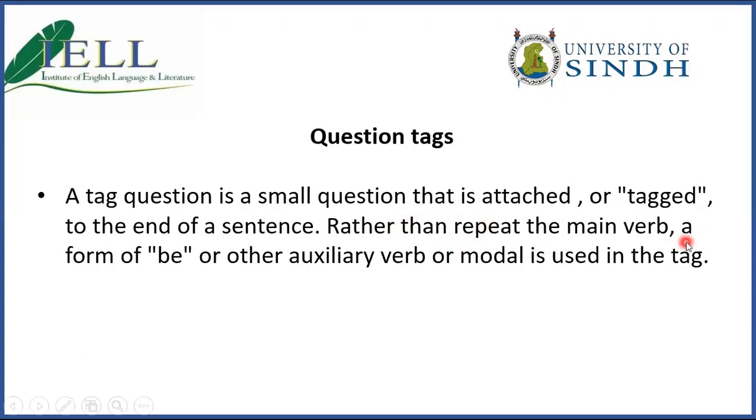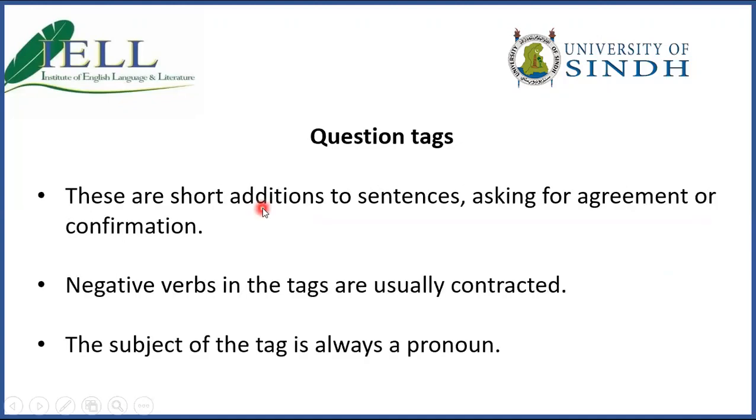Rather than repeating the main verb, a form of be, an auxiliary verb or a modal verb is used in the tag. By tag we mean it is attached to the statement. We see that we are using them for agreement or confirmation. The negative verbs are used in their contracted form, and the subject of the tag is usually a pronoun, because we are not repeating the sentence; we are just adding the verb and the pronoun from the previous statement.